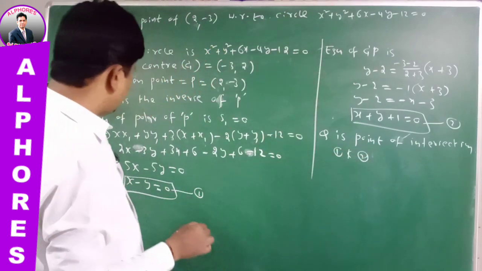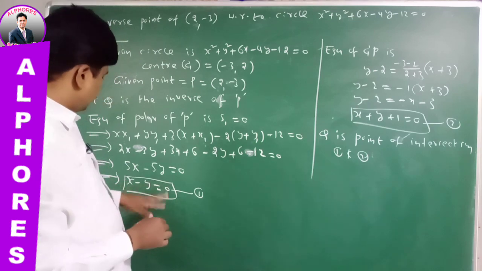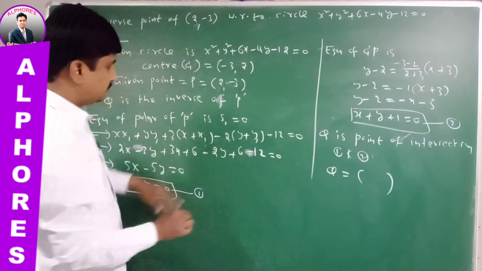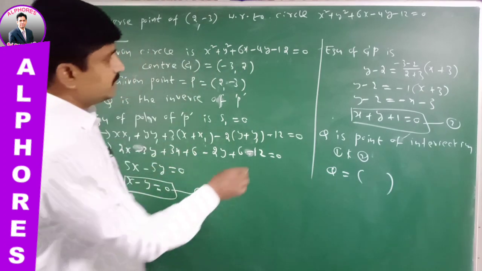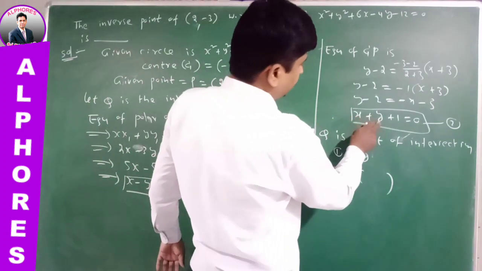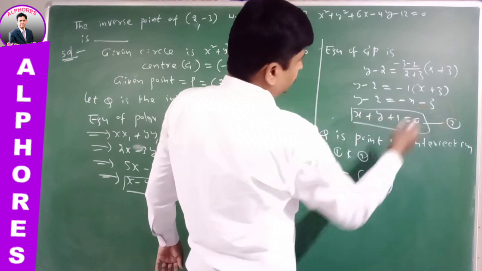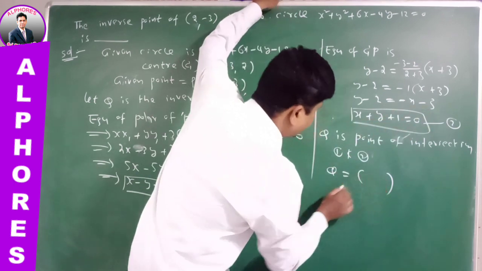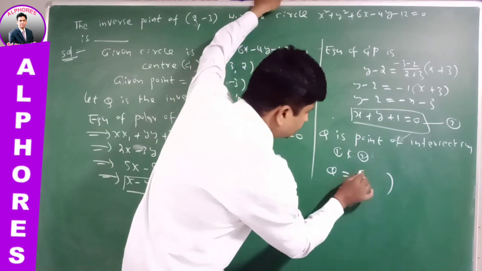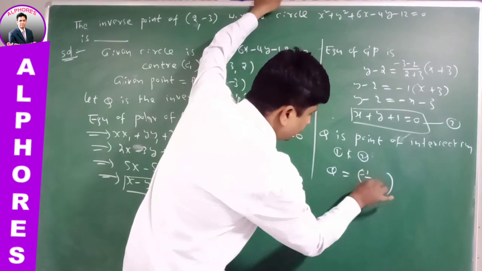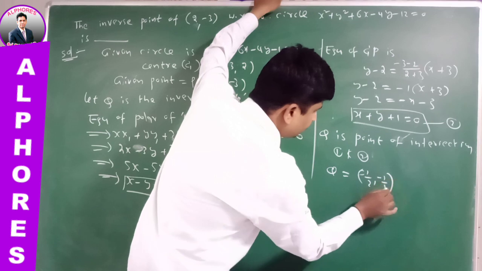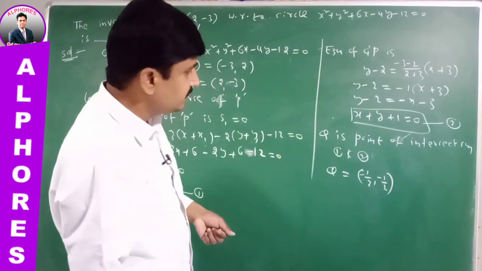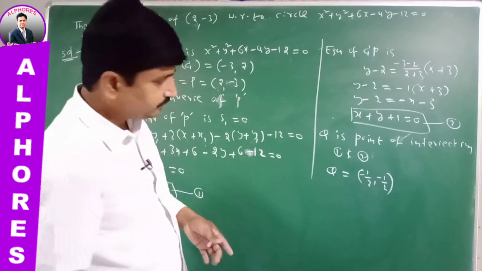Now solving 1 and 2 we get x equal to y directly. Here Q: x equal to y, therefore y plus y, 2y plus 1 equal to 0, therefore y equal to minus 1 by 2. Here the x coordinate and y coordinate are equal, therefore the point is minus 1 by 2 comma minus 1 by 2. The point Q is minus 1 by 2 comma minus 1 by 2.